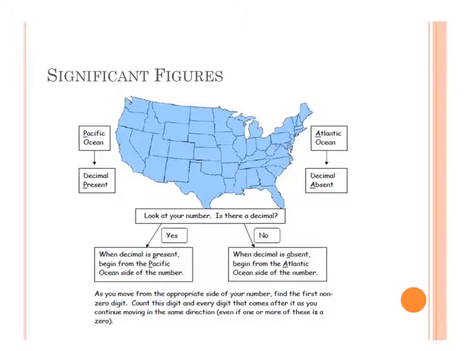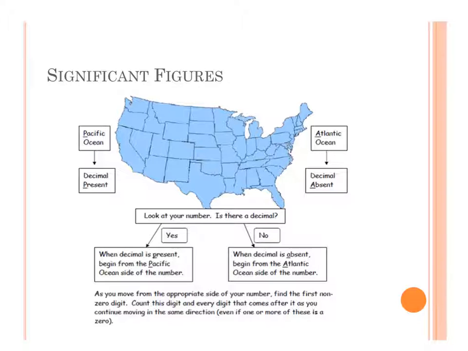There are two different ways to do it. I'm going to teach you both ways in this video, and you can choose whichever way makes the most sense to you. The first way is kind of a cutesy little trick for remembering, but it does not point to why the numbers are actually significant. This is called the Atlantic-Pacific Rule.